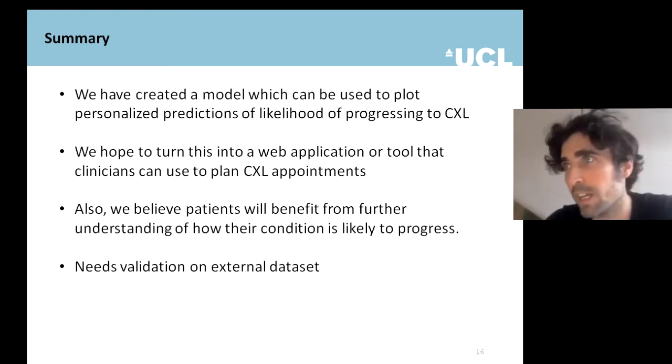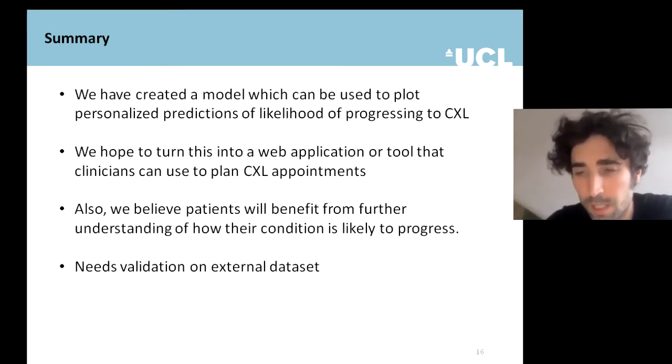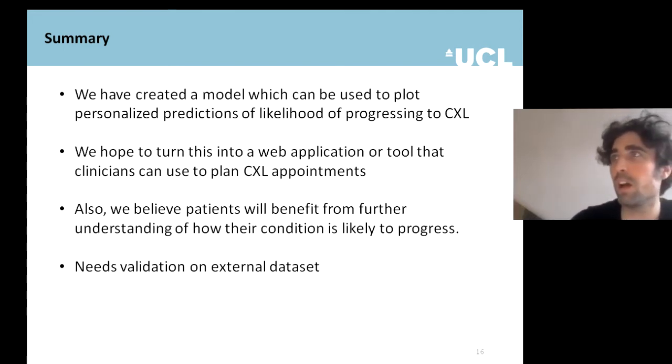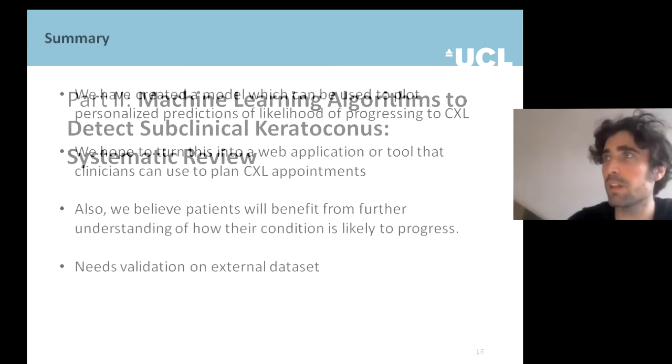But there's one caveat here, and that's that although I did show some validation results, we need to get hold of an external data set from a different hospital or a different clinic and make sure that this model actually does work on a completely independent set of data so that we know that it's reliable. So that ties up the first piece of research on progression.